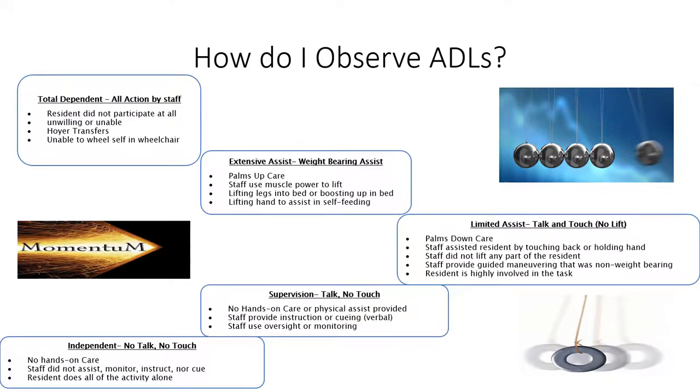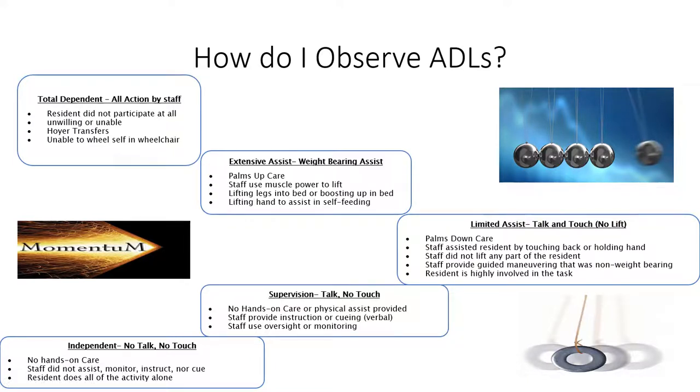So in this slide you see here the building of momentum. In reality, we want momentum of a resident to go from total dependence all the way to independent. And some of them, when they get to totally dependent, will probably never get to independence. But the momentum switch to be able to work with the resident, if we can get them from limited assistance to maybe some supervision assistance, would be great. Or total dependence to an extensive assistance would be a momentum switch.